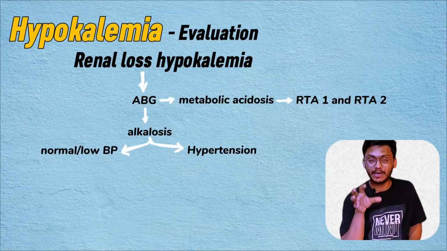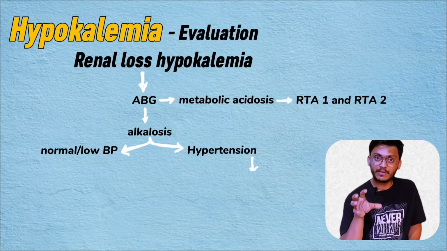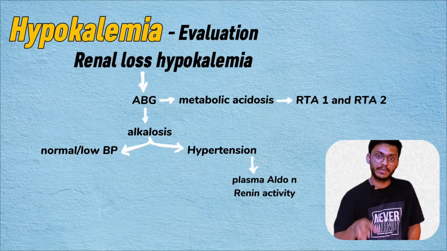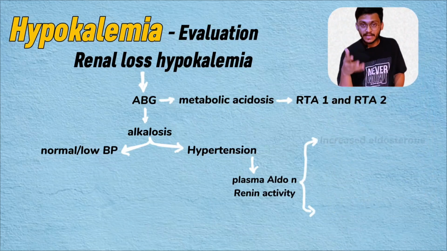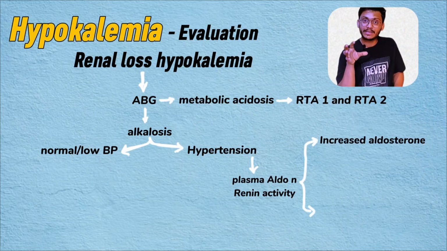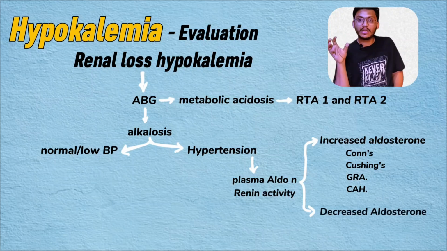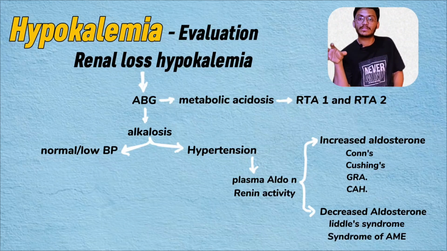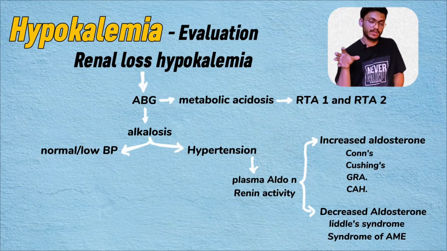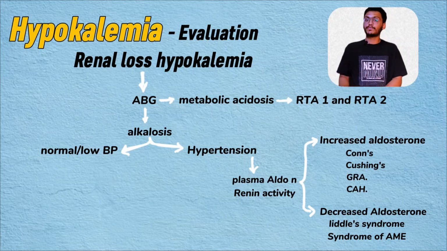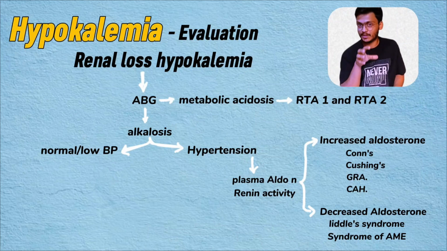If you find high blood pressure, the next step is measurement of plasma aldosterone and renin activity. If you find increased aldosterone levels, then it is a case of either Conn syndrome, Cushing syndrome, or glucocorticoid remediable aldosteronism, and it can also be congenital adrenal hyperplasia if the patient is young and you diagnose it properly. If the aldosterone levels are low, then it is a case of Liddle syndrome or syndrome of apparent mineralocorticoid excess. This is how you evaluate a case of increased BP with alkalosis.